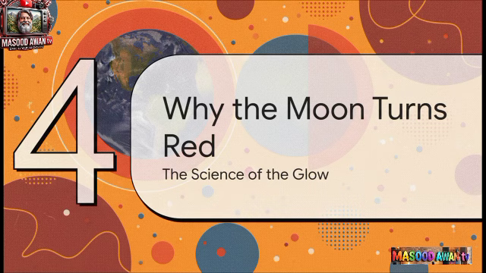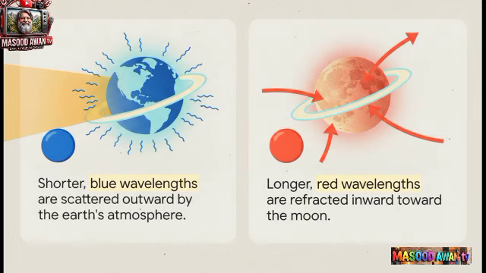All right, Section 4. Why the moon turns red, the science of the glow. Now, this is fascinating. If the Earth is completely blocking the sun's direct light during a total eclipse, why doesn't the moon just go pitch black? Why does it turn that iconic sunset red? Well, it's because our own atmosphere acts like a giant cosmic filter.